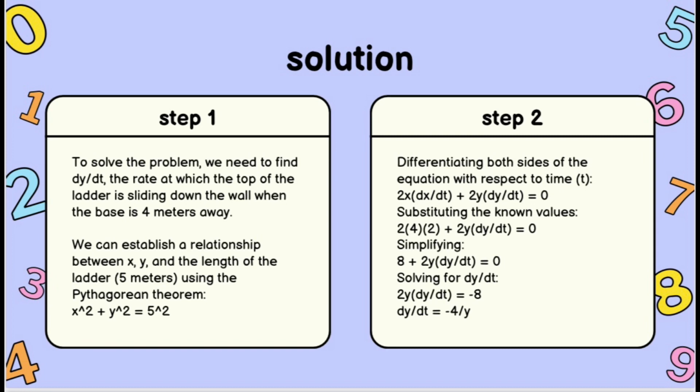Simplifying, 8 plus 2y times dy over dt equals 0. Solving for dy over dt, 2y times dy over dt equals negative 8, and dy over dt equals negative 4 over y.